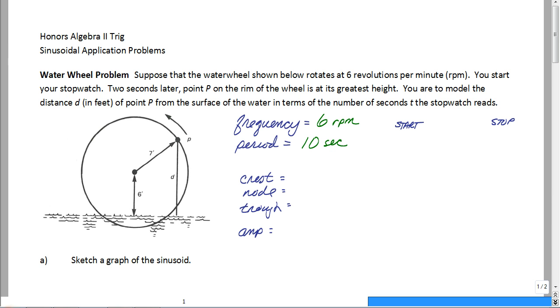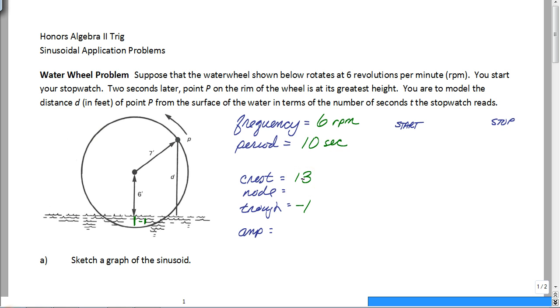So we have our crest, node, and trough we need to find. Let's look at the diagram. We know that the radius is 7 feet, but the center of this wheel is only 6 feet above the water. So that means there is an additional 1 foot below the surface that this wheel is going to go. So since it's 1 foot below the water, we know our trough is going to be -1. So if we think about that, we know the diameter of this wheel is 14. So that means our crest is at 13.